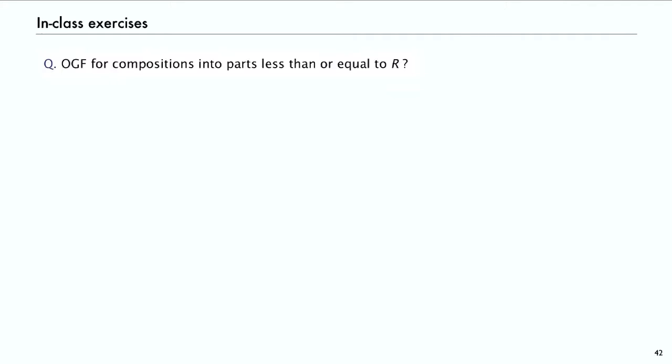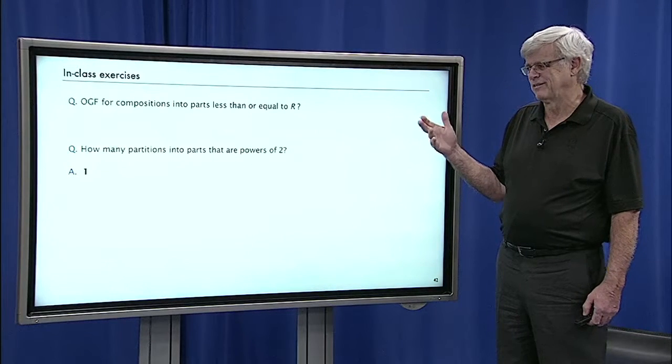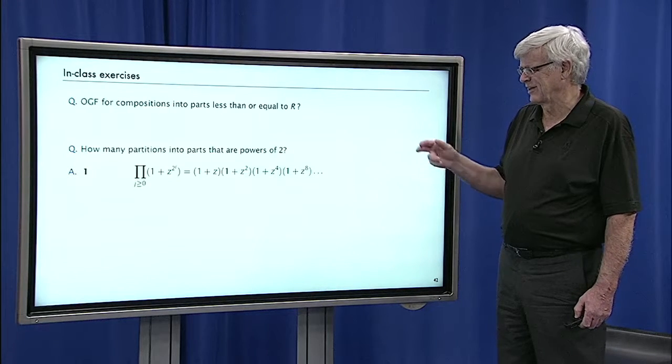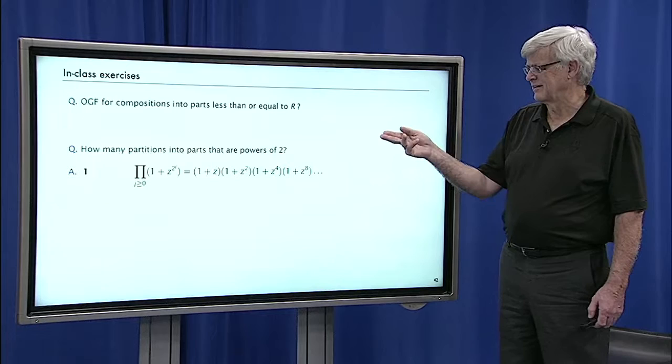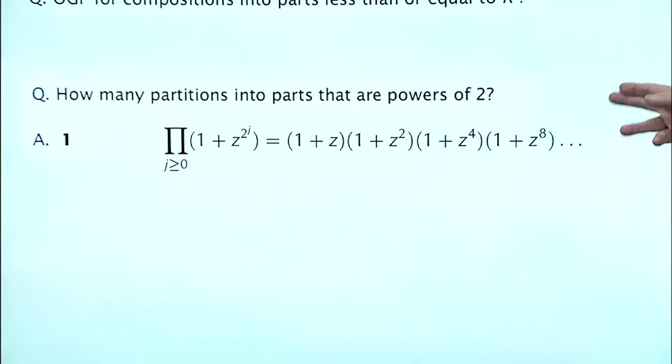Write down the OGF for compositions into parts where the integers are all less than or equal to r. And we'll look at a couple of other ones. How many partitions are there into parts that are powers of 2? Well, that answer is easy, 1, and we'll see why in just a second. Just from the symbolic method, it's (1 plus z) times (1 plus z squared), (1 plus z to the 4th), and so forth. So we're looking for the coefficient of z to the n in that.